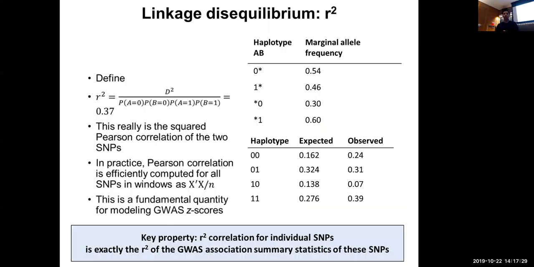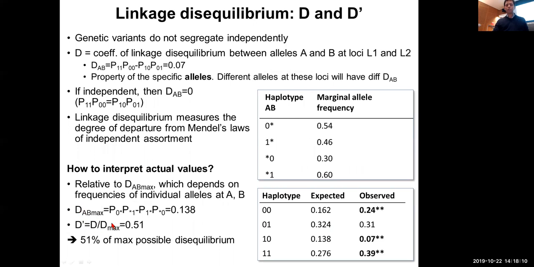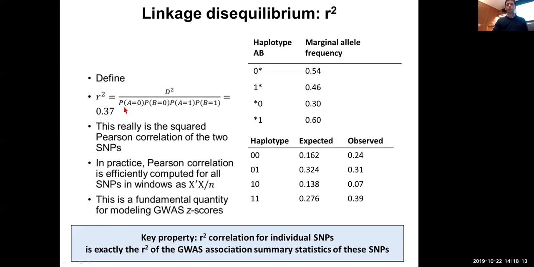Awesome. So linkage disequilibrium can also be measured as R squared, which is effectively the correlation with which we see these things. Basically, R squared is a correlation for individual SNPs, and it's exactly the R squared of a GWAS association summary statistic for those SNPs, as we're gonna see on Thursday. So in practice, the Pearson correlation is very efficiently computed, and it is a very fundamental quantity that allows us to calculate Z-scores. So this is really just this D that we calculated earlier, squared, divided by each of the individual probabilities, okay? So one way of normalizing D is to look at the maximum deviation. Another one is to look at the individual product of the frequencies, which gives you an actual correlation. Everybody with me here? Awesome.